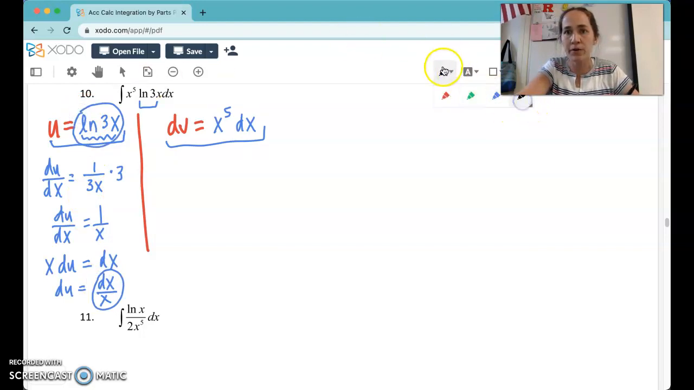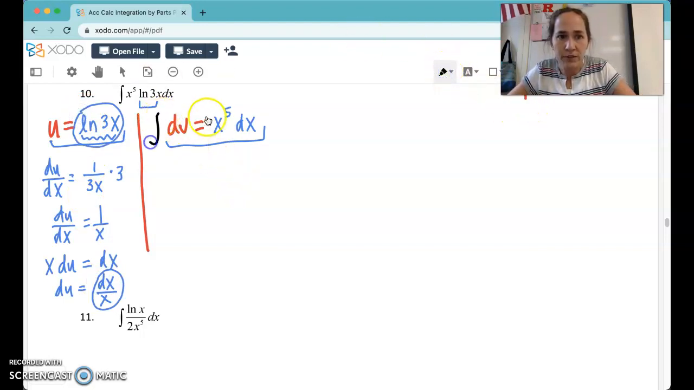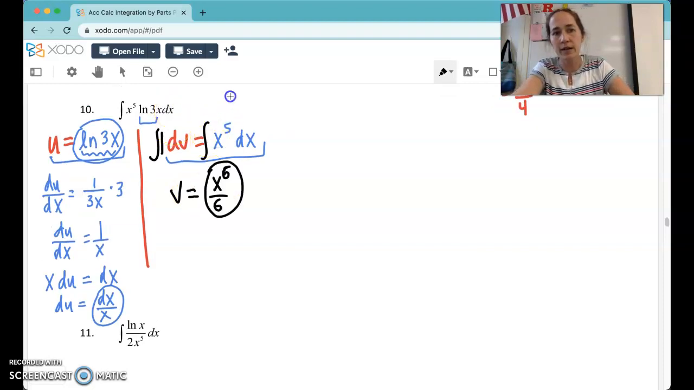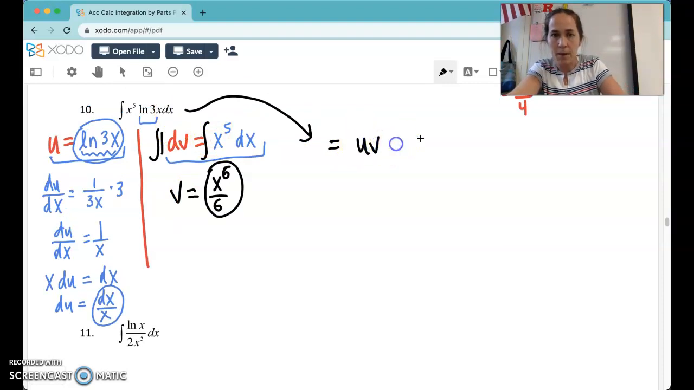Okay, over to the other part of the side work. Integral of both sides. Integral of dv should just be v because it's like saying integral of 1. And for this part, we know to go up a power, right? X to the 6 over 6, and we'll save the plus c for later. Okay, time to plug in. So you've got integral is uv minus integral of v du. So what is uv? U is ln of 3x. V is x to the 6 over 6.